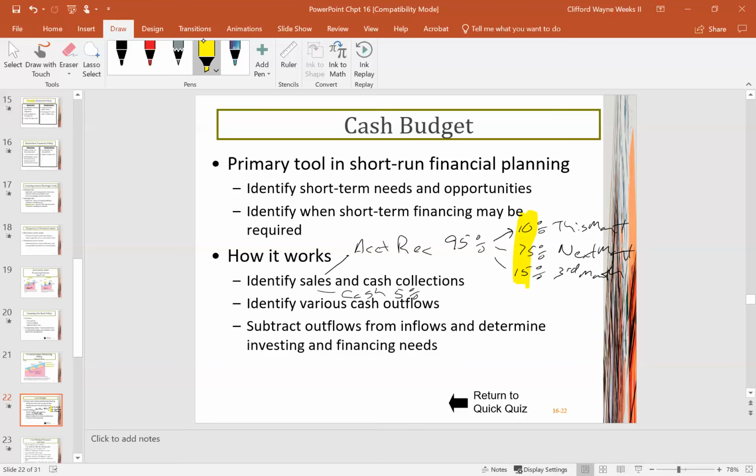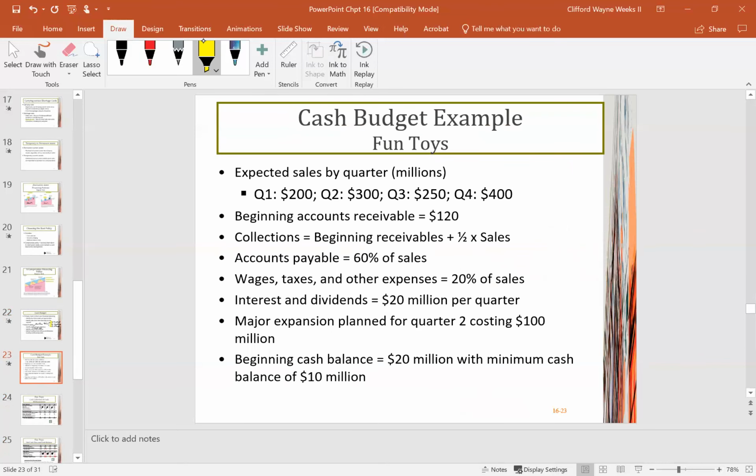Basically, what this chapter does is have you put together a cash budget. I want you to know that on the exam, you'll need to be able to apply these percentages to identify cash flows, but you're not going to have to put together a complete cash budget. Understanding the methodology is really what I'm after as far as testing on the last exam. Here we have a cash budget for Fun Toys, and they gave us some information.